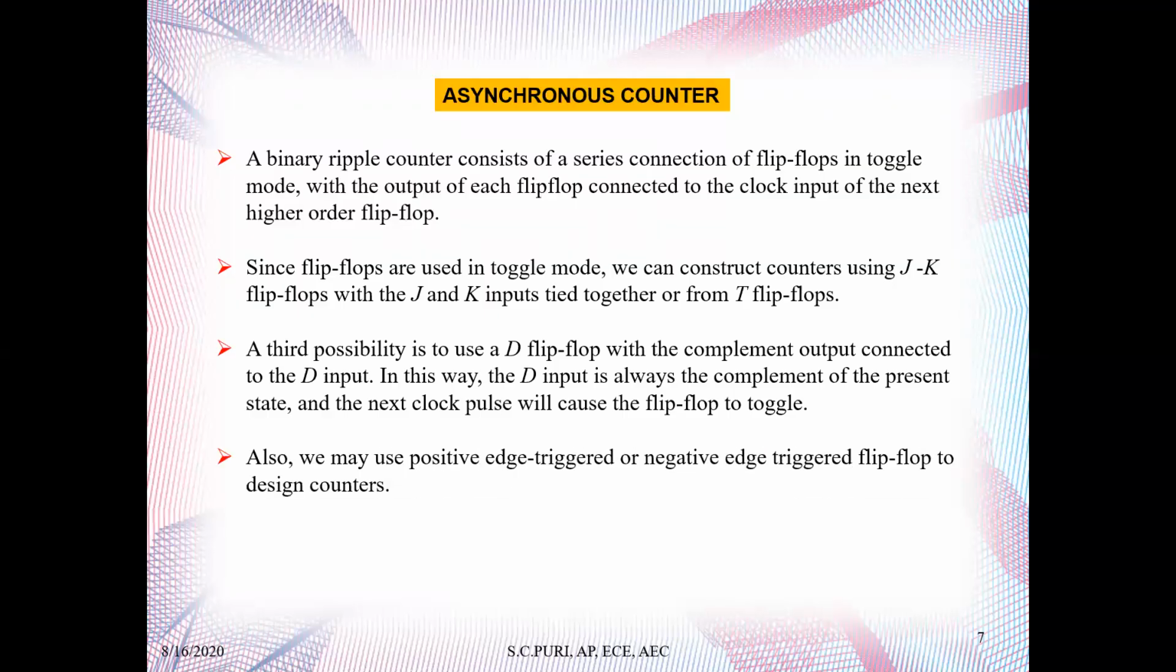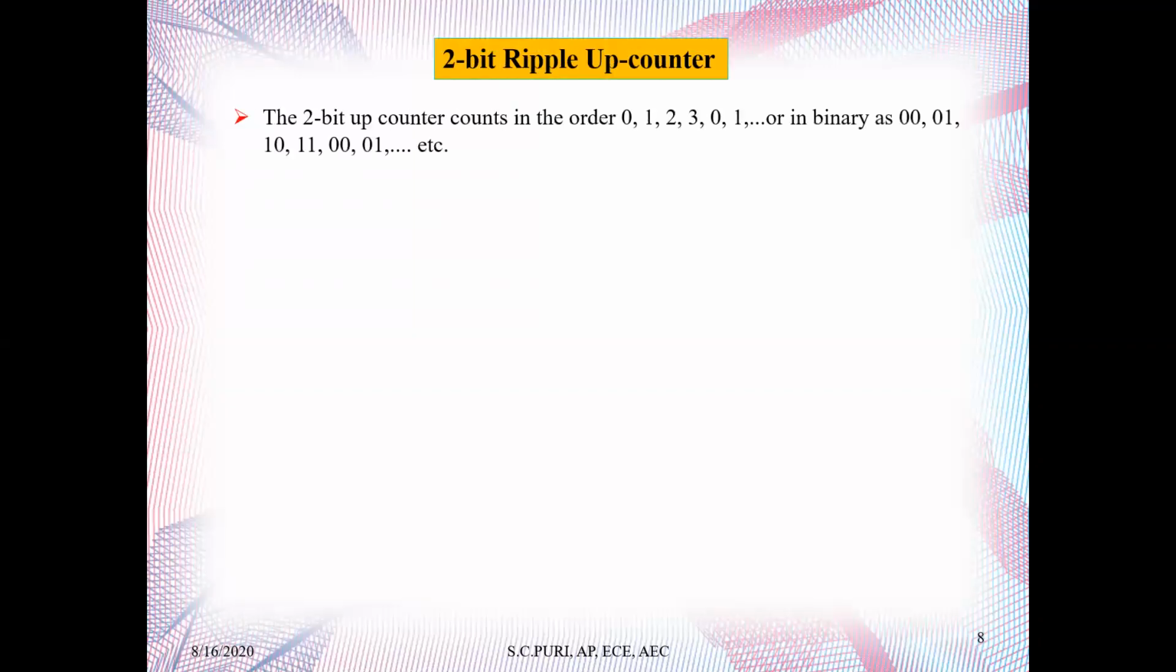Also, we may use positive edge triggered or negative edge triggered flip-flops to design counters. For simplicity, all counters using negative edge triggered JK flip-flops are considered. So let's discuss the 2-bit ripple up counter. The 2-bit up counter counts in the order 0, 1, 2, 3, then 0, 1, 2, 3 and so on. Or in binary as 00, 01, 10, 11, then again 00, 01 and so on.